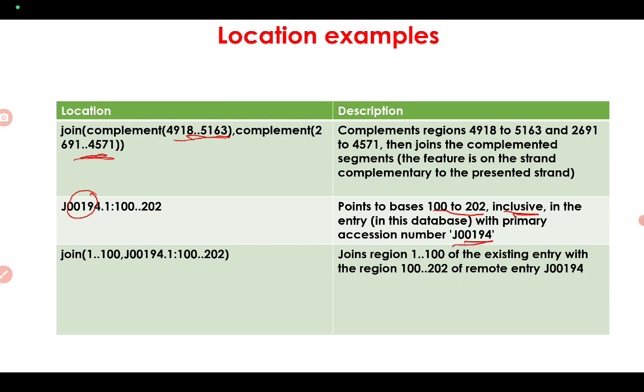Along with that, we are adding a small fragment from 100 to 202. Now in join, you can see there is a combination. There is a range from 1 to 100, then an entry in the form of an accession number, then again a fragment. All three fragments are joined together by using the command known as join. So bigger contiguous sequences are joined together by using this command, join. We will see how we can retrieve our sequence in our hands-on session.